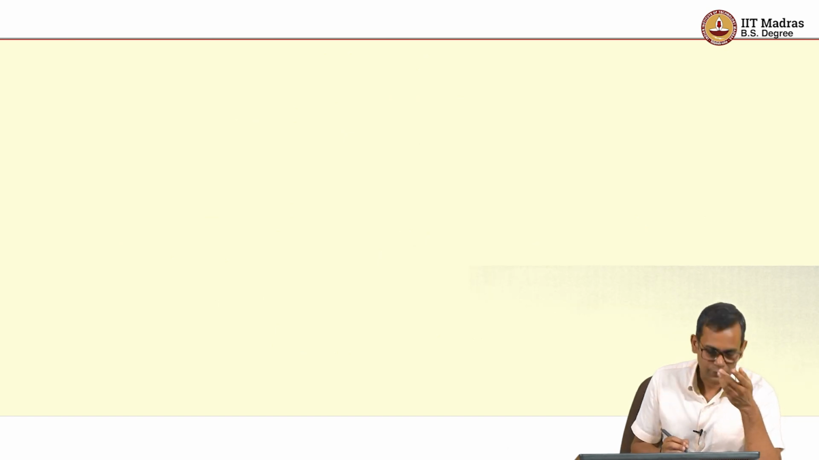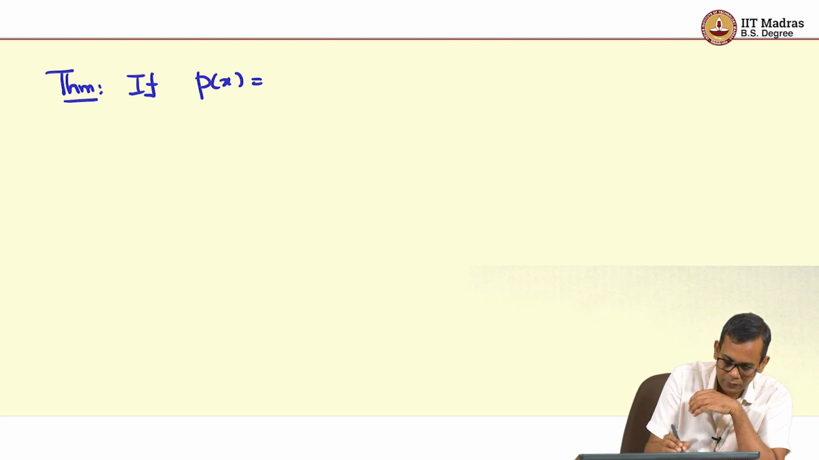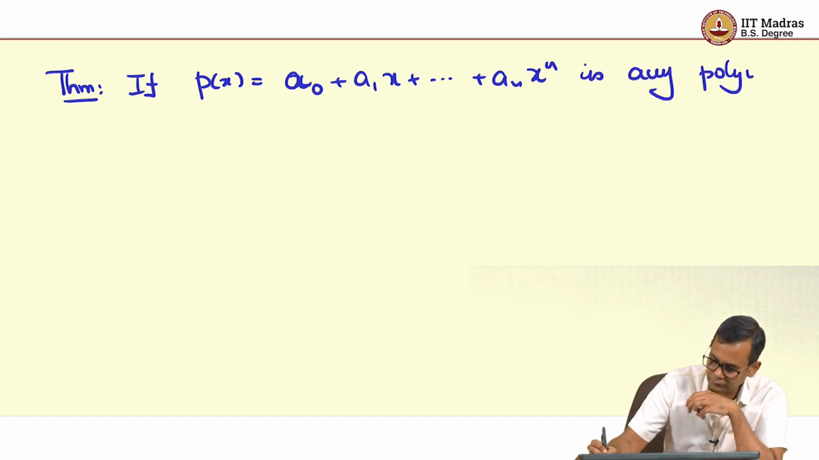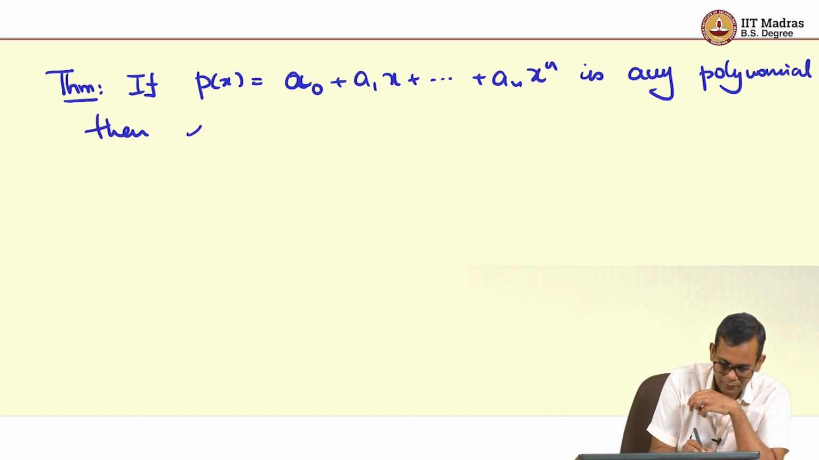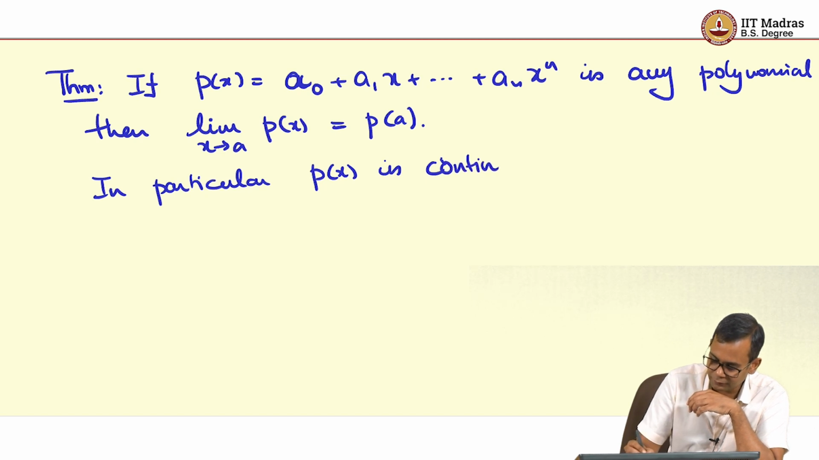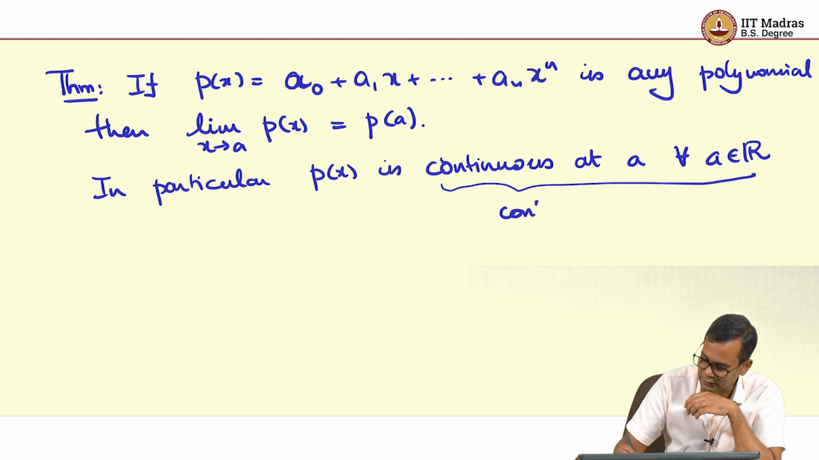One nice consequence of the sum and product properties of limits is that if p of x equals a0 plus a1 x plus ... plus a n x to the n is any polynomial, then the limit as x approaches A of p of x is equal to p of A. In particular, p of x is continuous at A for all A in R. So, saying that it is continuous at A for all A in R, we will sometimes abbreviate this to saying that it is continuous on R.